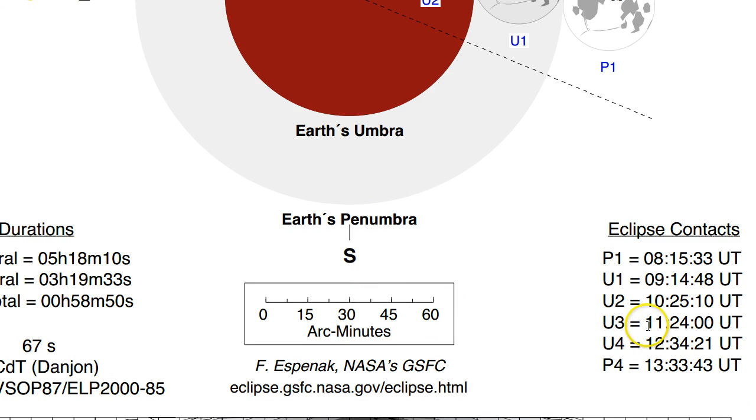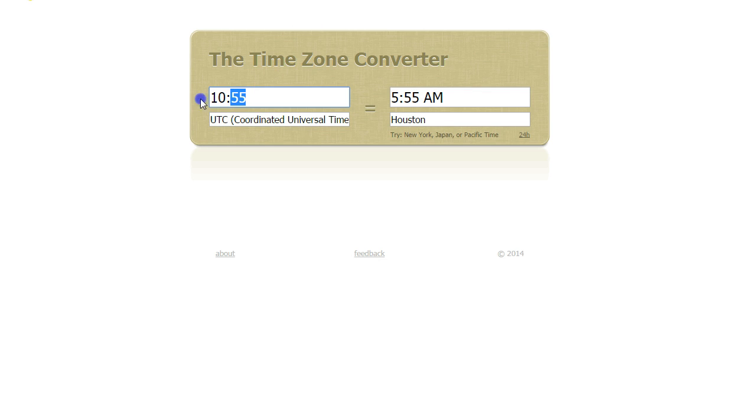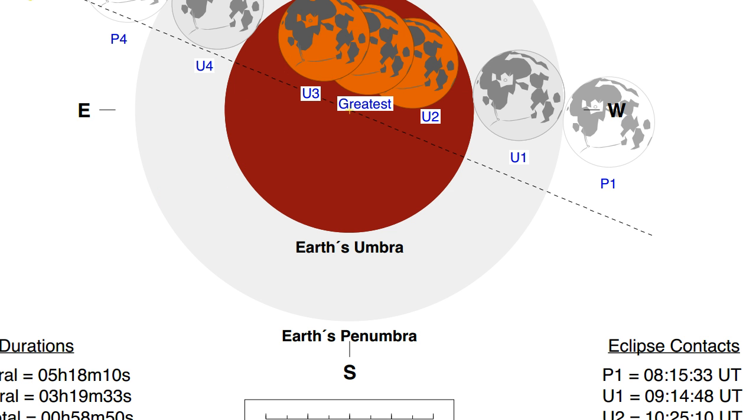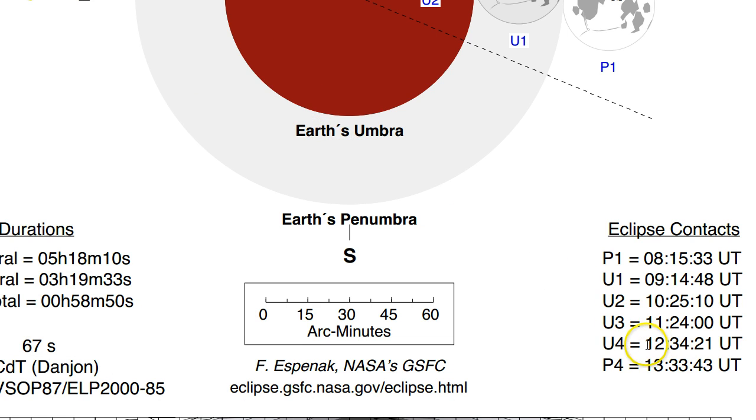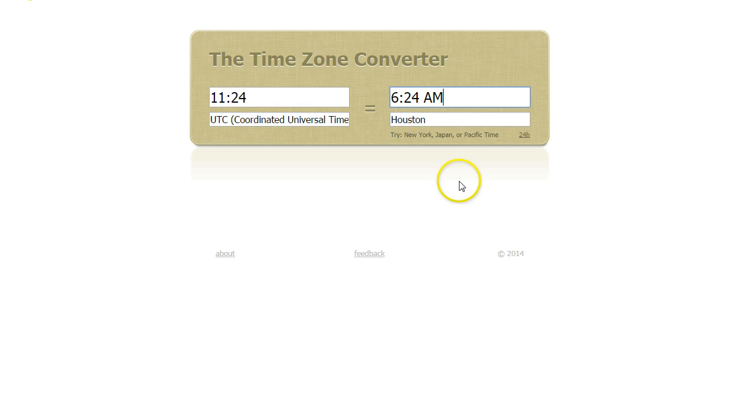The time will be at 11:24. By 6:24 a.m., that's when the moon starts going into this part. Now before getting to U4, the number 4, which is at 12:34.